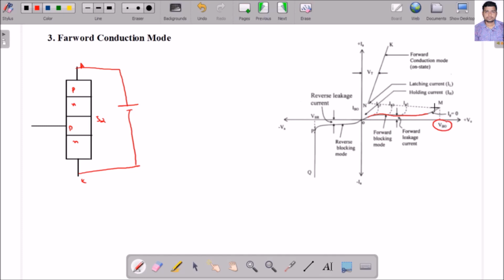Why am I representing this as a dotted line here? Because it is a very unstable region. This point is a stable region, but the dotted line is an unstable region because it is the negative resistance region. Why is it known as the negative resistance region? Look here, above VBO the voltage decreases, this is the voltage axis, and the current starts increasing.